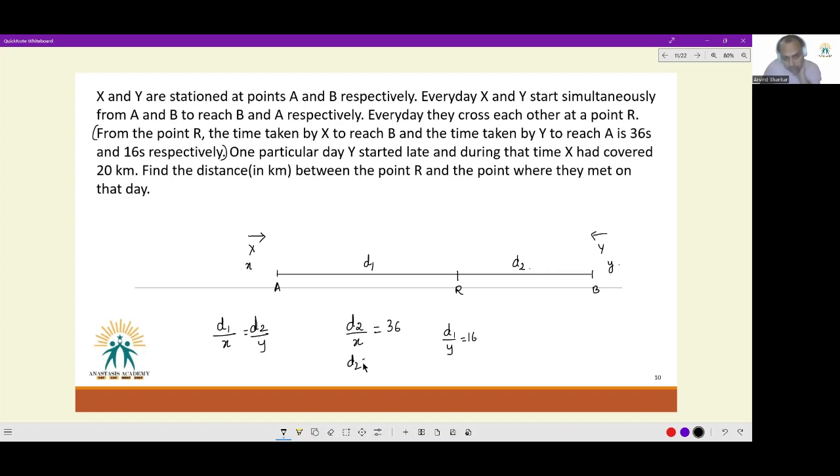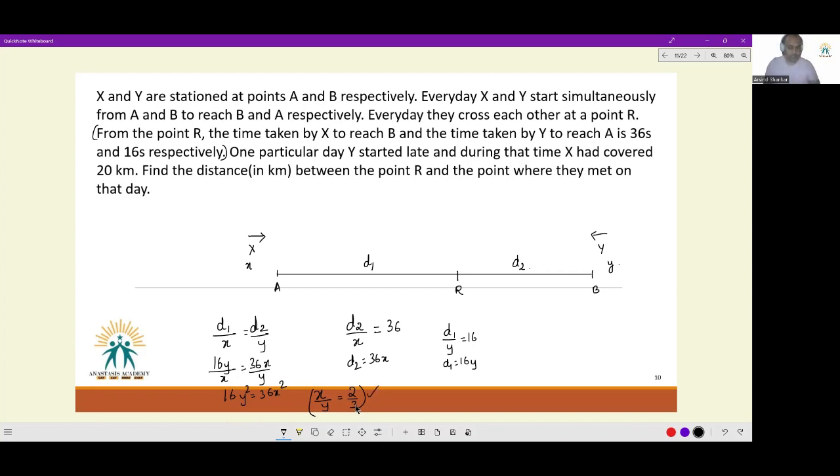So from here I can get D2 is equal to 36x, and from here we can get D1 is equal to 16y. We can go ahead and replace it here. We'll get 16y by x is equal to 36x by y, or 16y square equal to 36x square, or x by y will be equal to 2 by 3. x square by y square will be 4 by 9. So x by y will be 2 by 3.